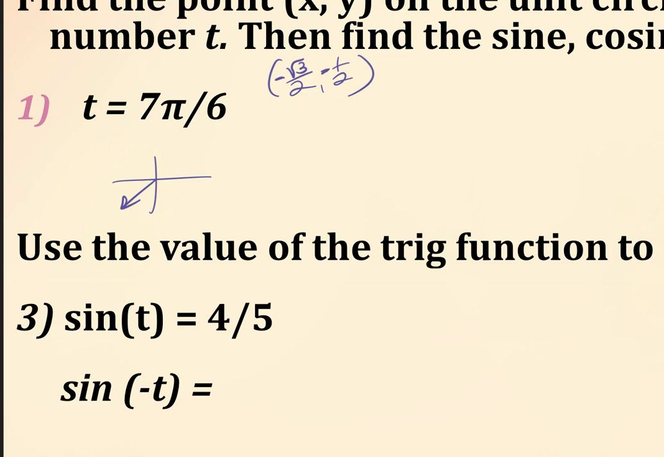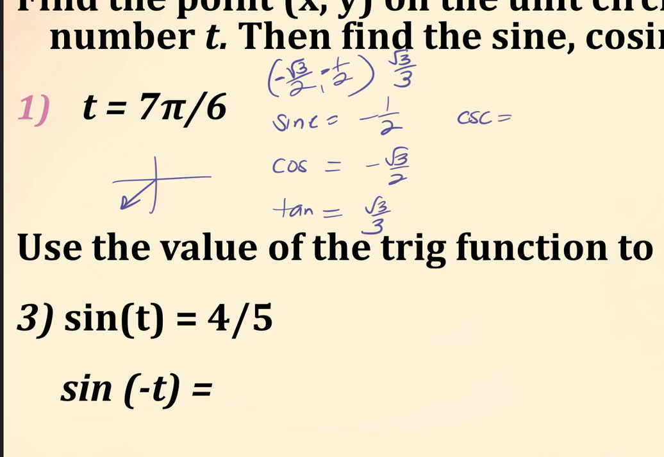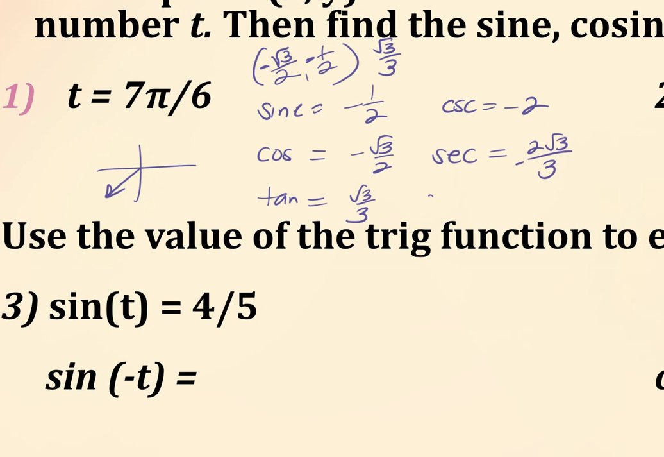Okay, so then the sine of 7 pi over 6 is negative 1/2. The cosine is negative root 3 over 2. Because it's an over 6, our tangent is root 3 over 3. So you can also include that one. And then the cosecant is the reciprocal of negative 1/2, so it'd be negative 2. The secant is the reciprocal of cosine. It'd be negative 2 root 3 over 3. And the reciprocal of root 3 over 3 is the other option for tangent, which is root 3. So those are your 6.